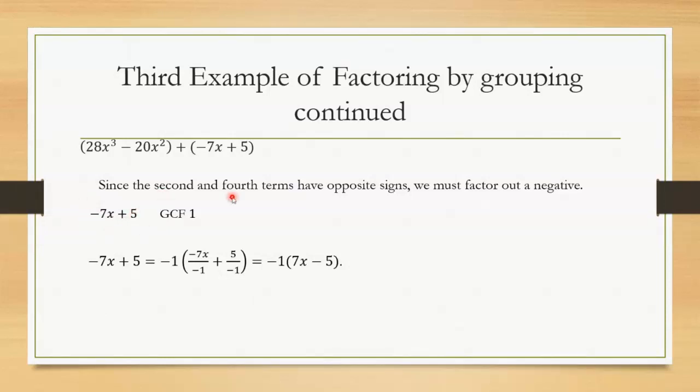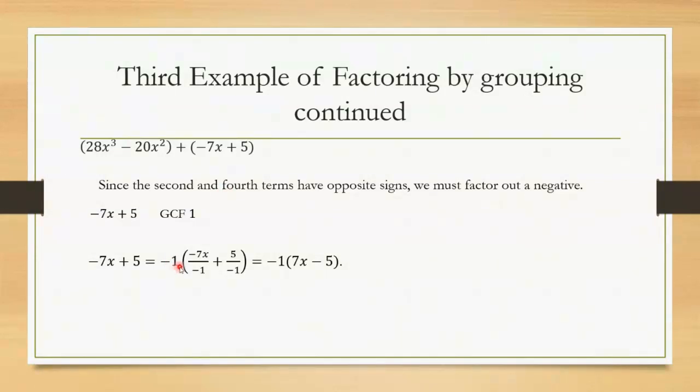But again, since the second and fourth term have opposite signs, we have to factor out a negative number. So we factor out -1. The only thing we could factor out from this is 1, that's the only common factor. But since we have to factor out a negative, we factor out -1.